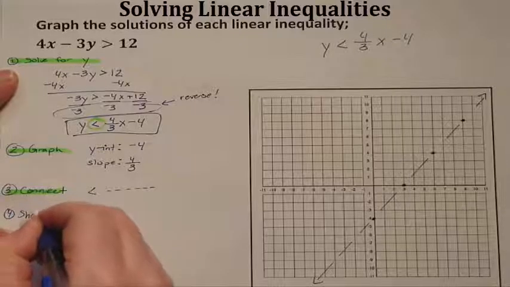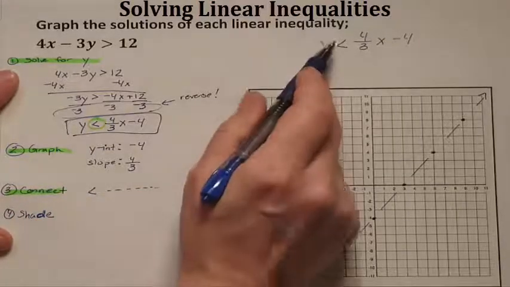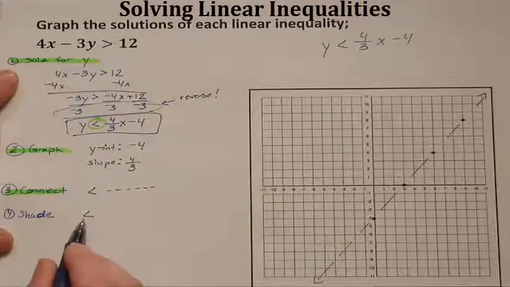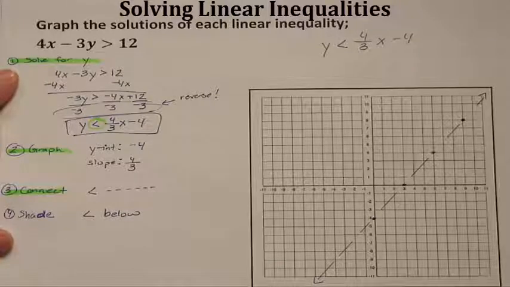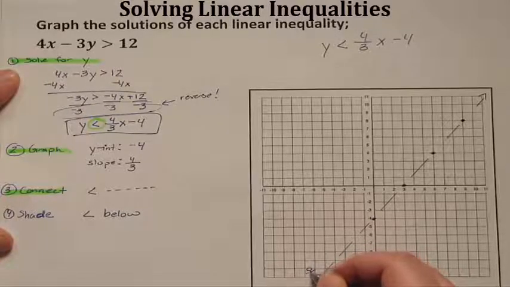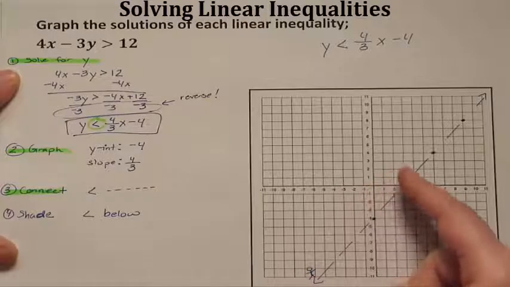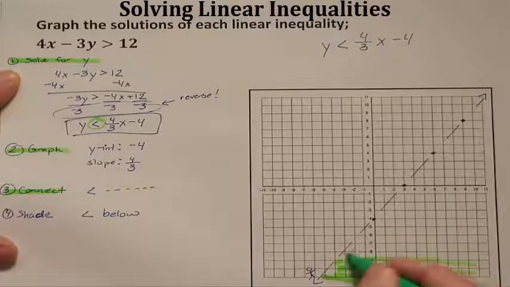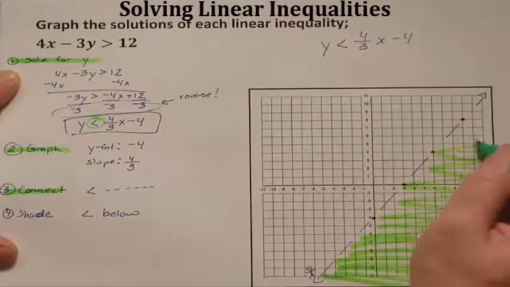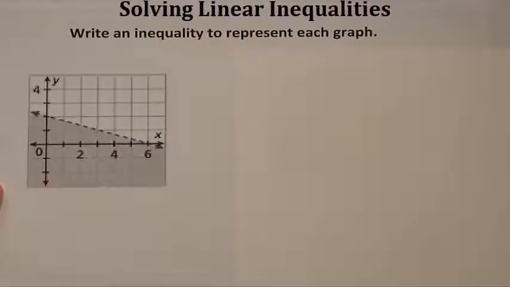And now I need to figure out how to shade, because I need to know where my answers are. The symbol that you have tells you where to shade. This is less than. Less than always means that you shade below. So if slope dude is on the furthest left and he's traveling along our mountain, where is always below slope dude? Below slope dude would have always been this direction. So anything on this side would have been an answer. And you're done.